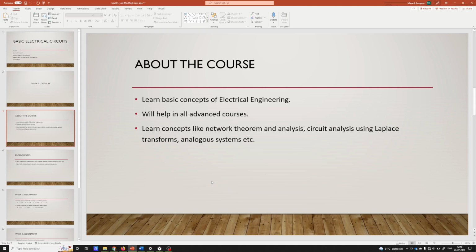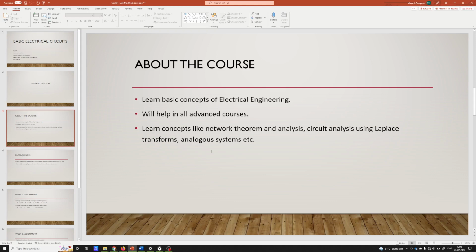Many a times you will see that circuits which can be very complex to analyze in the regular time domain will become extremely easy in the Laplace domain. Once we find out their Laplace transforms, they will become extremely easy to analyze and move ahead. Also, you will be learning about analyzing analogous systems using the concepts that you learned in this course.